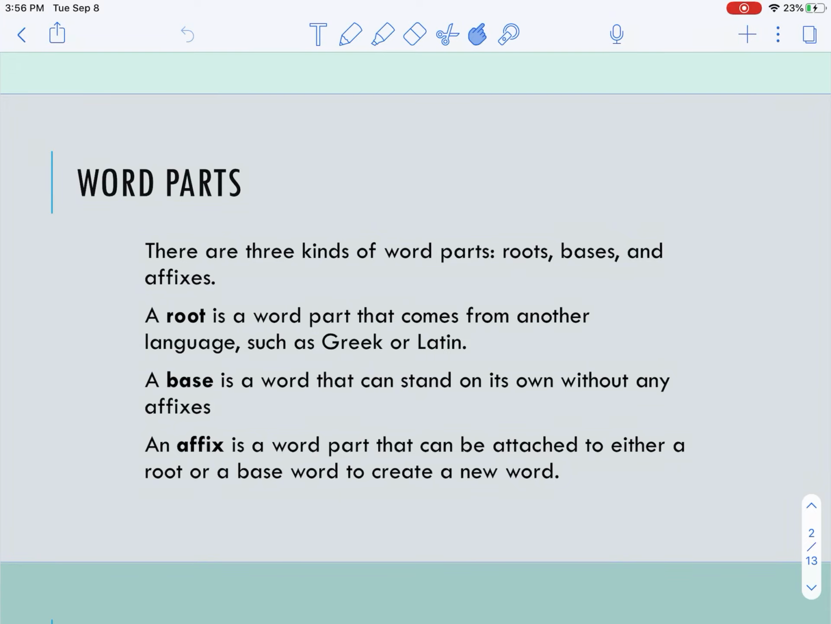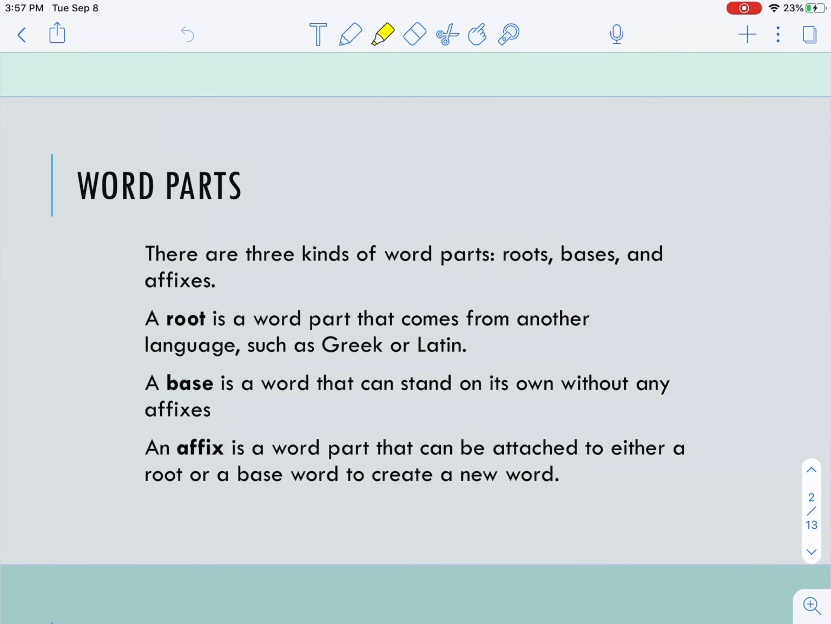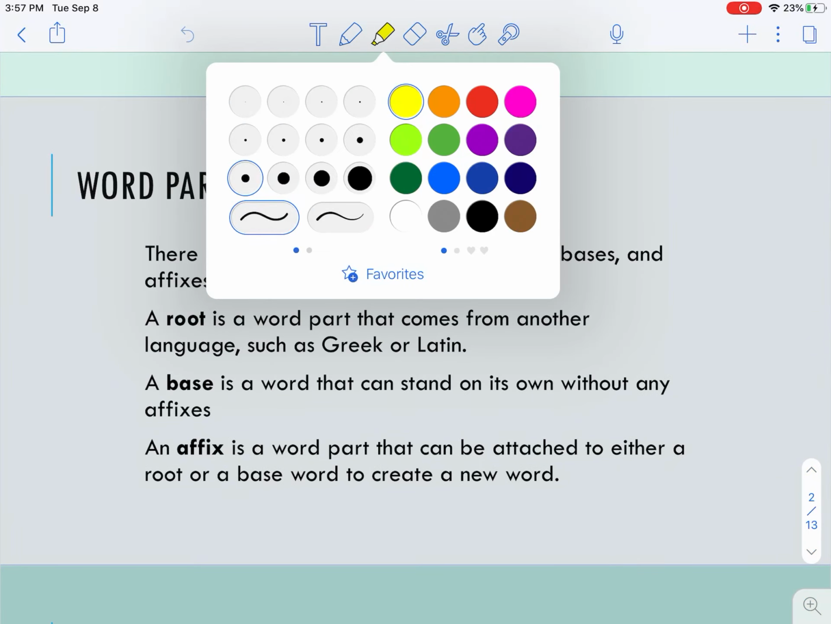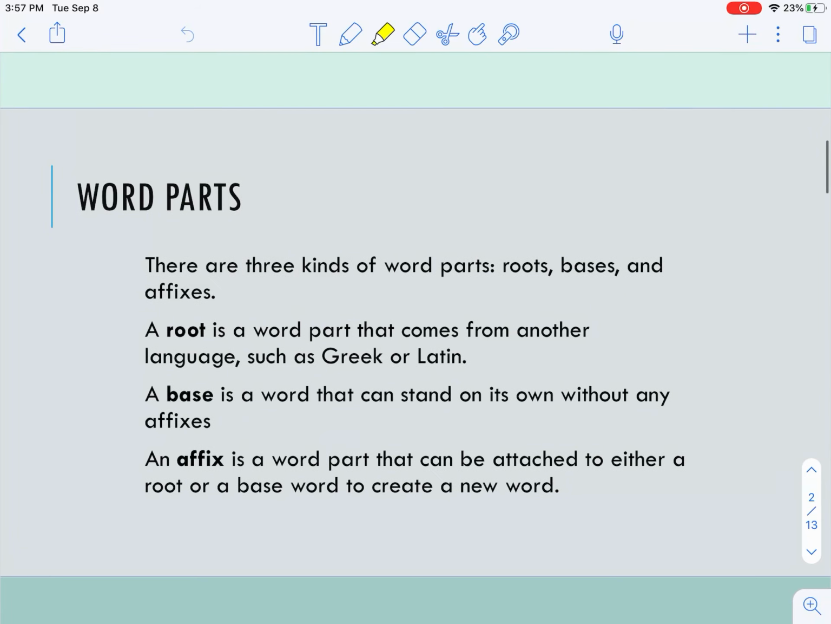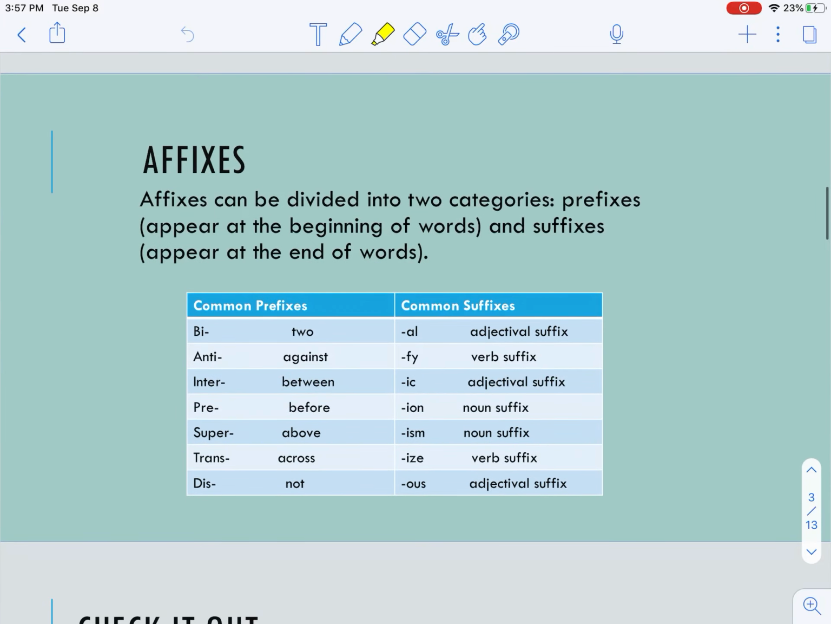So if you look down at the bottom of this sheet here, an affix is a word or a word part that can be attached to the root or the base at the beginning or at the end. So when we look at affixes, there are two different categories, prefixes and suffixes. A prefix comes before the word. A suffix comes at the end of the word.